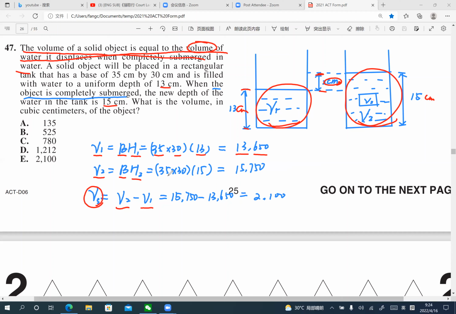And V2 equals 35 times 30 times 15 equals 15,750. Therefore, the volume of the solid should be equal to V2 minus V1 equals 15,750 minus 13,650 equals 2,100. So we should choose option E.